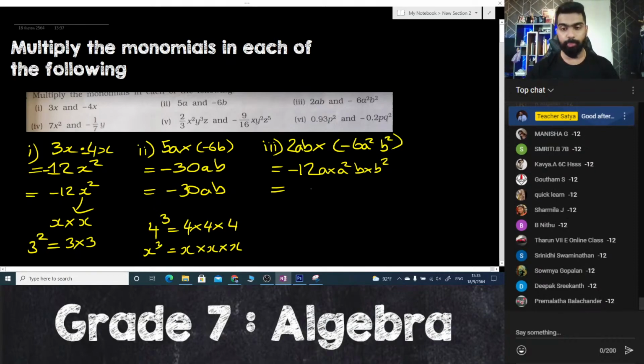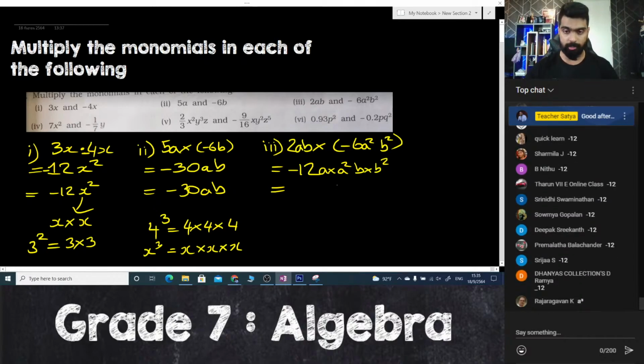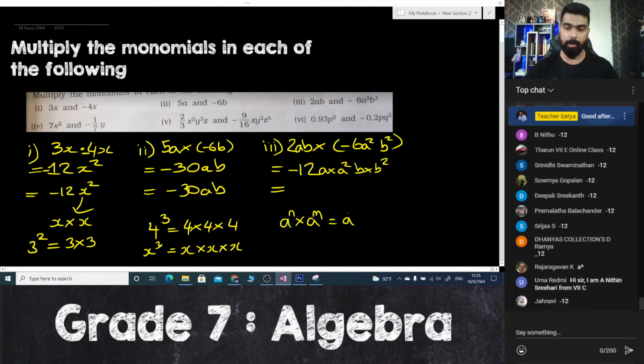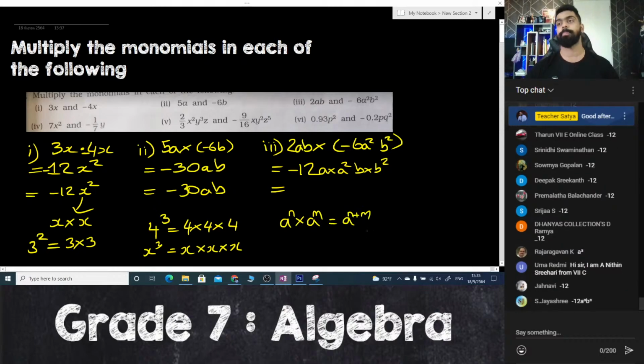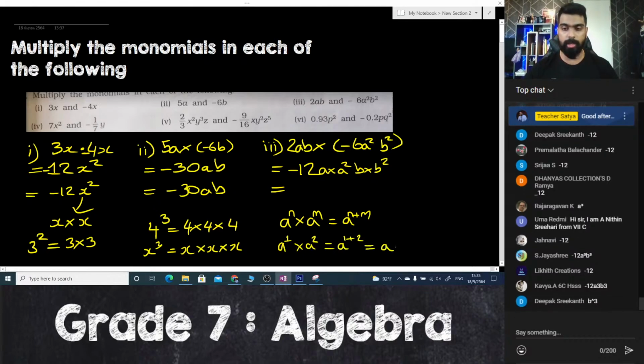Now, in this case, if you have learned about the laws of exponents, we know that a to the power of n multiplied with a to the power of m is equal to a to the power of n plus m. Same like if we have a to the power of 1 multiplied with a to the power of 2, this is the same as a to the power of 1 plus 2, which is equal to a to the power of 3.